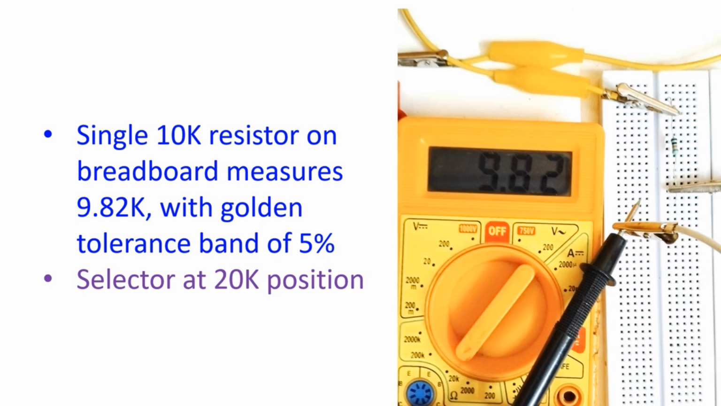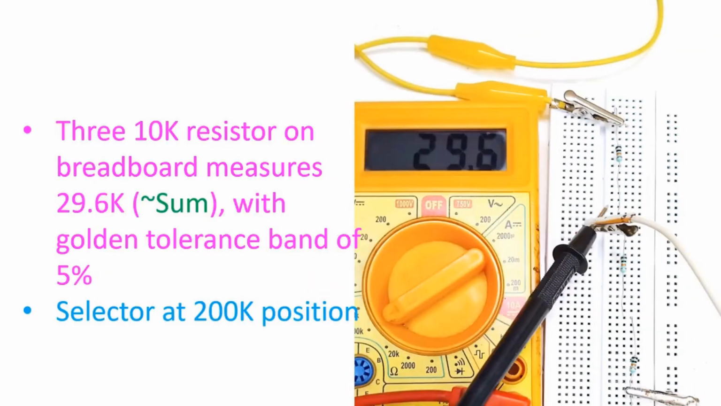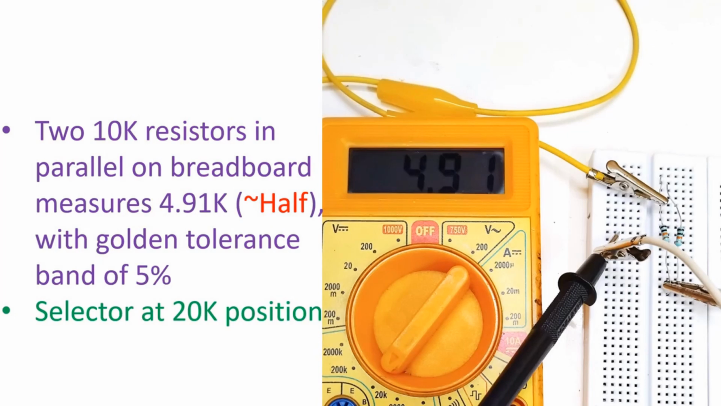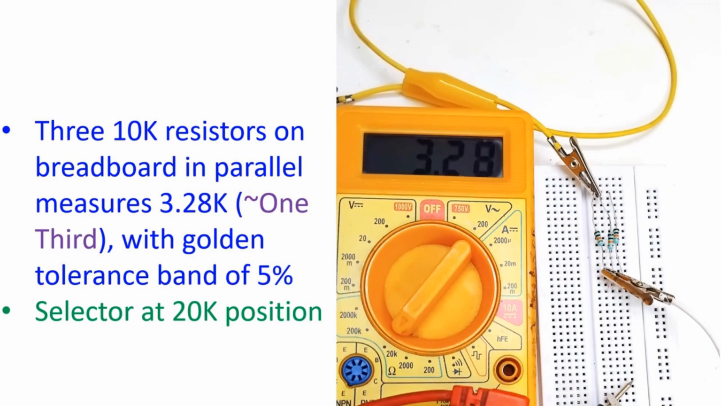Selector at 20K position. Three 10K resistors on breadboard measures 29.6K with golden tolerance band of 5%. Selector at 200K position. Two 10K resistors in parallel on breadboard measures 4.91K, about half, with golden tolerance band of 5%. Selector at 20K position. Three 10K resistors on breadboard in parallel measures 3.2K, about 1/3, with golden tolerance band of 5%.